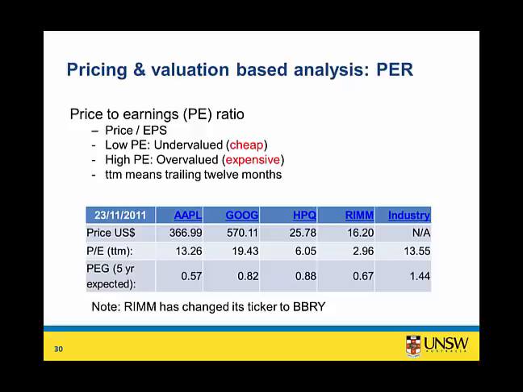So having a look, the price earnings of Apple is 13.26. So remembering that's the price that an investor would pay to buy $1 of earnings of Apple. So Apple's PE is much higher than for Hewlett-Packard and BlackBerry. But Google's PE is much higher than Apple. So Google is more overvalued than Apple, and Apple is more overvalued than Hewlett-Packard and BlackBerry.